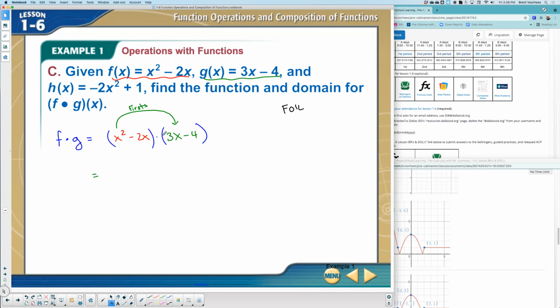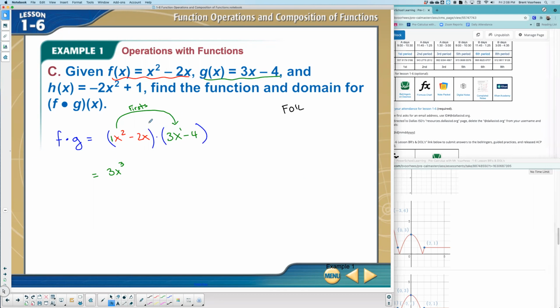What is x squared times 3x? If you're not sure, when you multiply coefficients, 1 times 3 is 3. If you have a common variable, which we do, it's x, you add powers. So 2 plus a power of 1. What's 2 plus 1? 3. So that'd be 3x cubed.